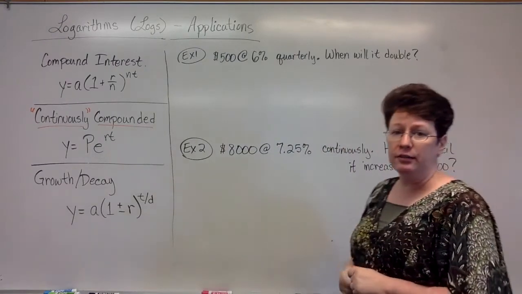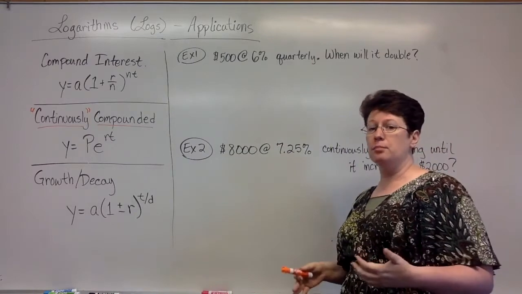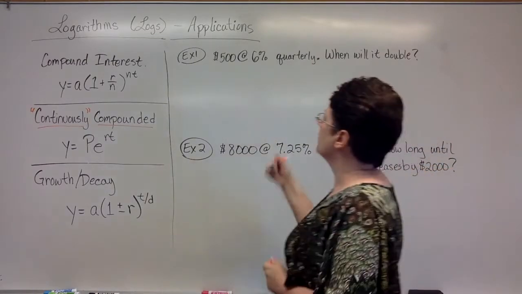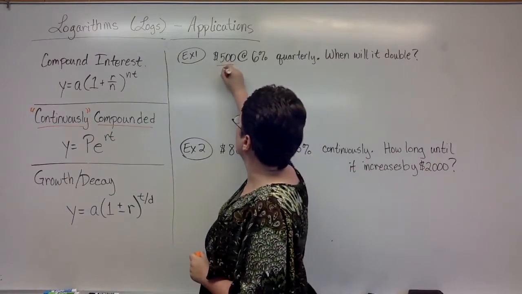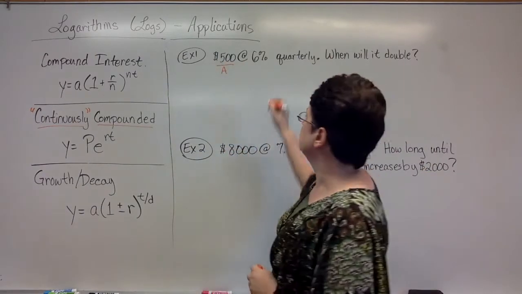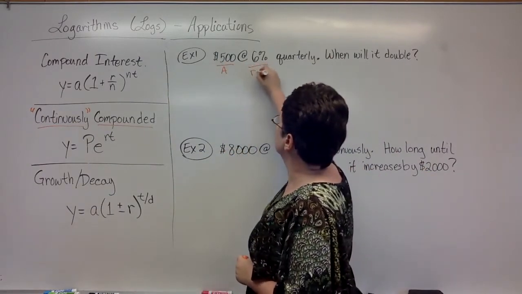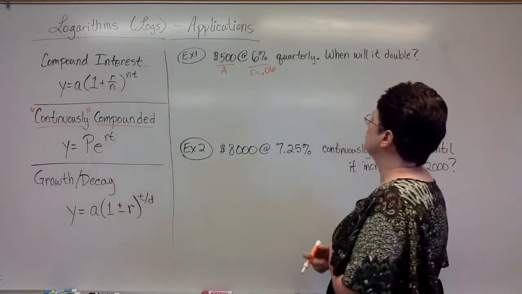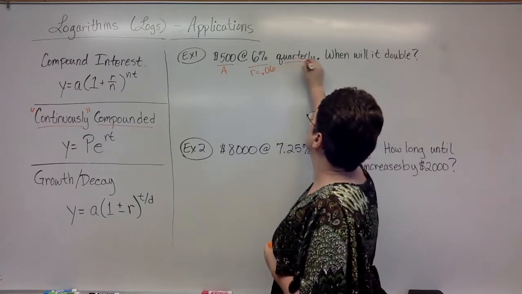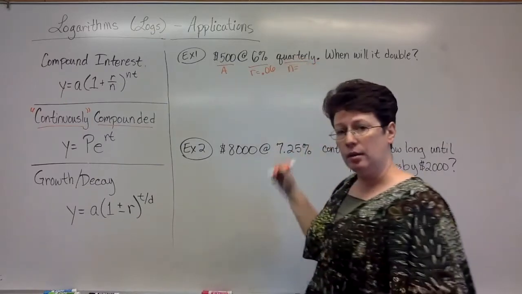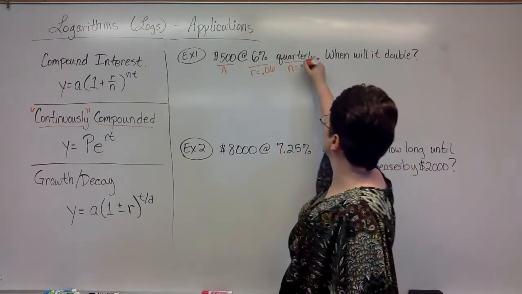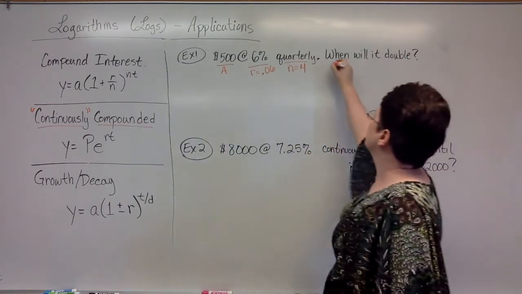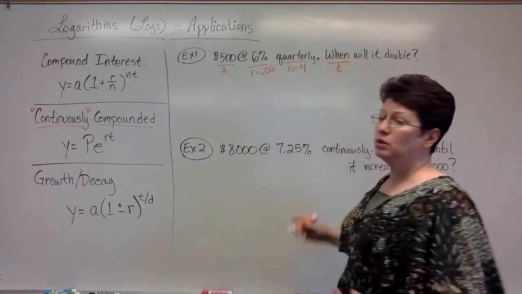Example 1, we have $500 that's compounded quarterly at 6%. Okay, so our 500 is our A. It's our initial amount. 6%, change it to a decimal. That's my R value. Quarterly, we know N equals how many quarters in a year? 4. They want to know when it will double. So when means I'm looking for T.